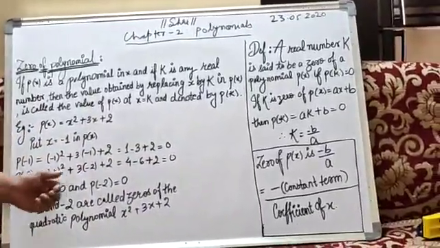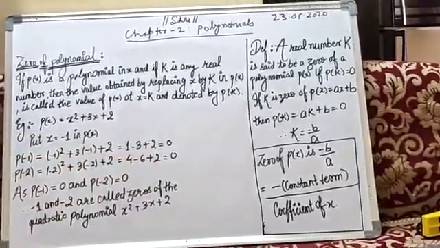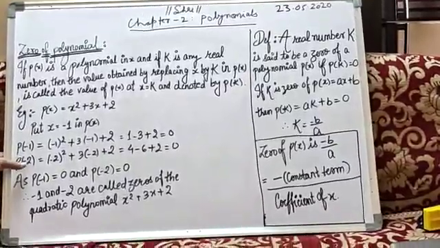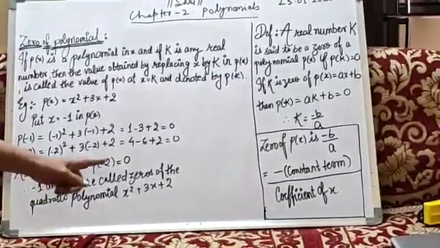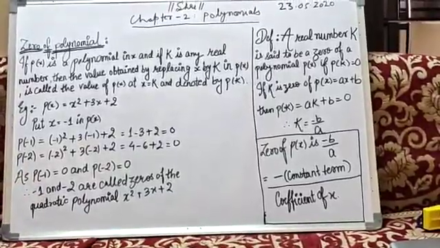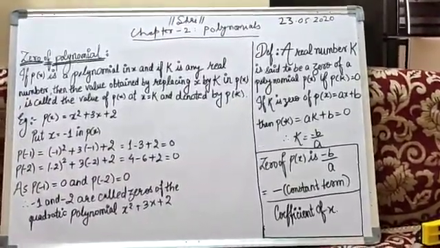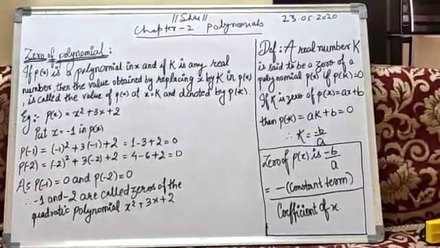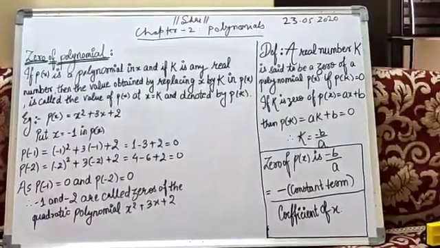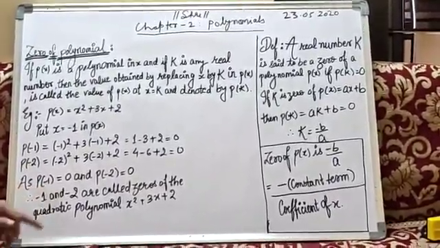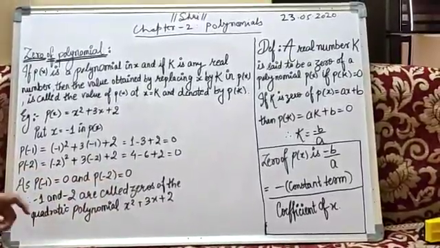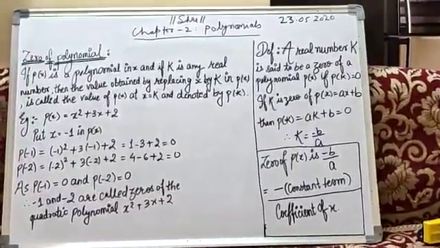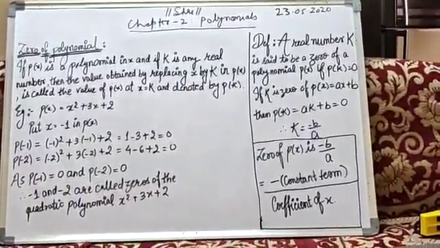Similarly, p(minus 2) is equal to 0. It means for value minus 1 and minus 2, the value of the polynomial becomes 0. P(minus 1) means the value of the polynomial for x is equal to minus 1. P(minus 2) means value of polynomial for x is equal to minus 2. So for p(minus 1) is equal to 0 and p(minus 2) is equal to 0, it means minus 1 and minus 2 are called zeros of the quadratic polynomial x square plus 3x plus 2.